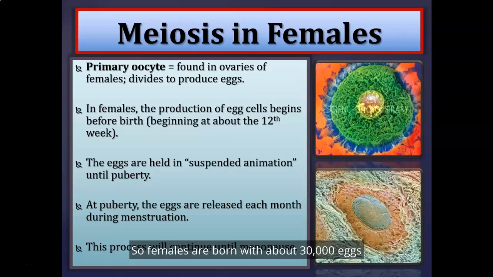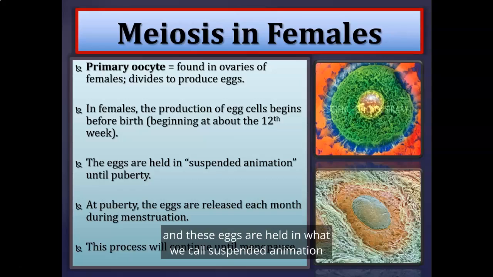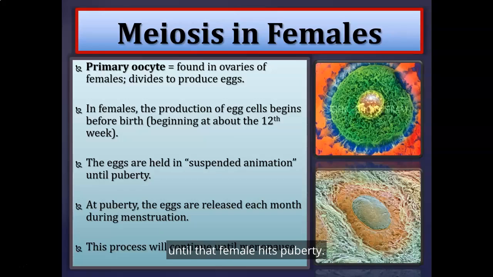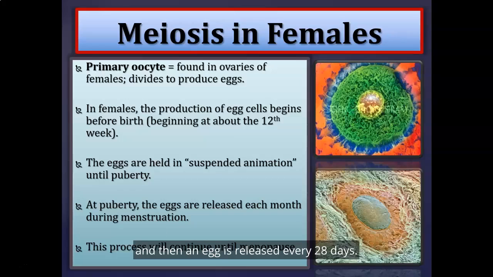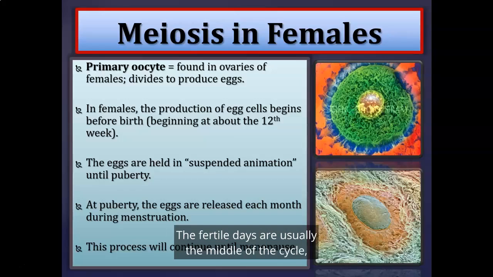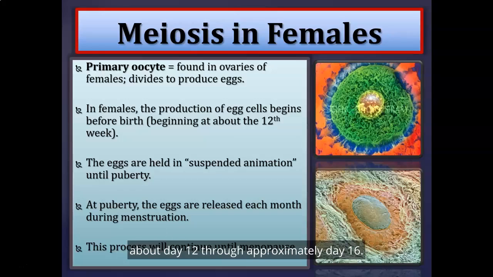So females are born with about 30,000 eggs, and these eggs are held in what we call suspended animation until that female hits puberty. Once that female hits puberty, she will have the onset of menstruation, which is called menarche. So the onset of menstruation is the beginning, and then an egg is released every 28 days. The fertile days are usually the middle of the cycle, about day 12 through approximately day 16.